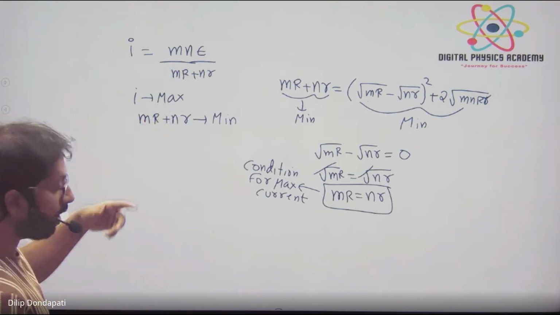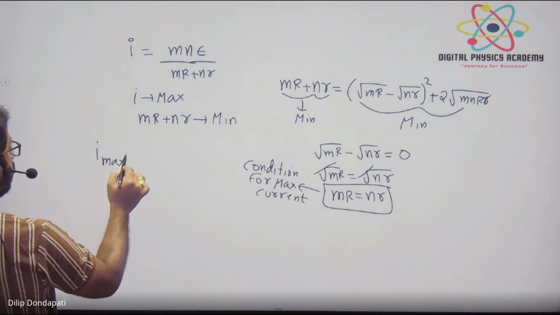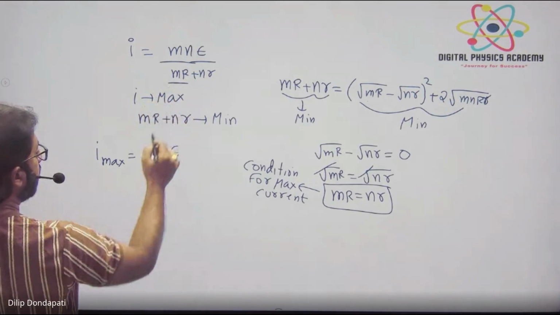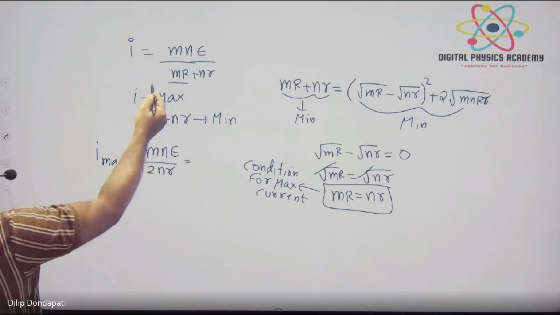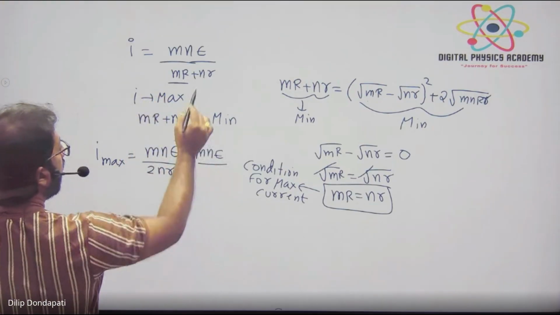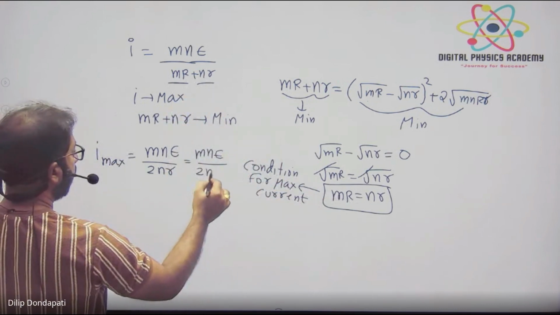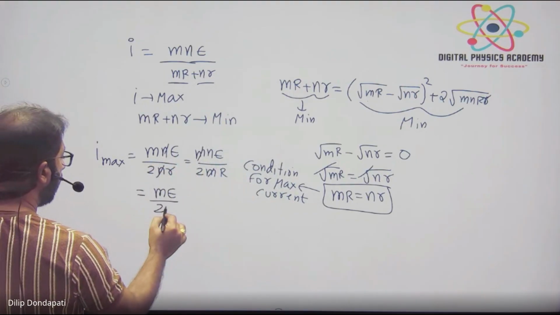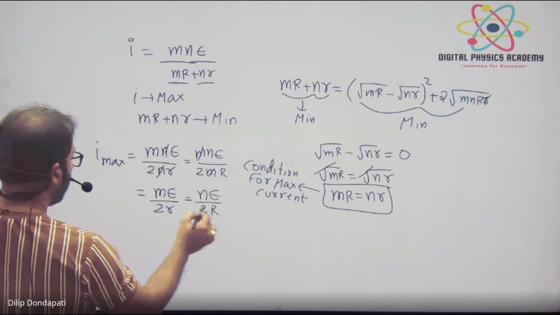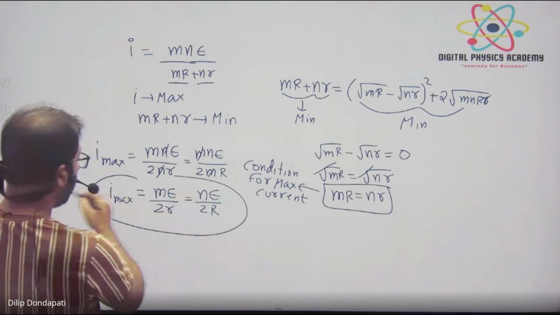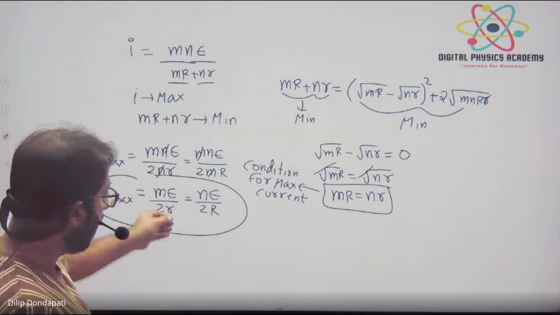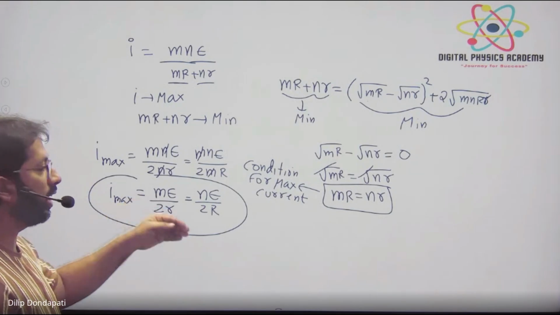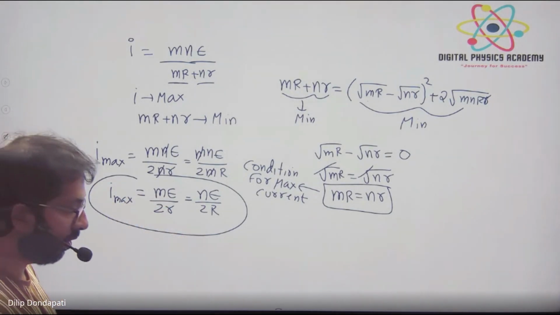Now if I ask what the maximum current is, just substitute nr in place of mr: E by mr plus nr is 2nr. Or in terms of external resistance, I can substitute mr in place of nr: E by mr plus mr, 2mr. So mm cancel, nn cancel. So E by 2r, or E by 2r. This is I max. That time maximum power will be delivered in the circuit. So sometimes if they ask to find the maximum current, equate external resistance and internal resistance, and it will be done.